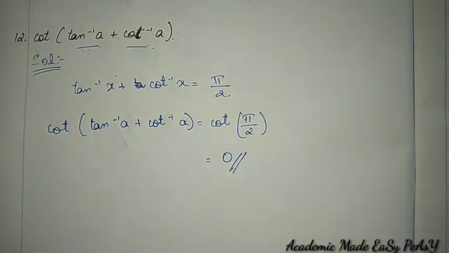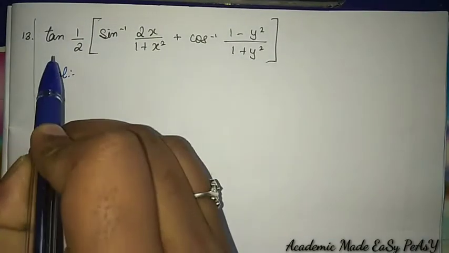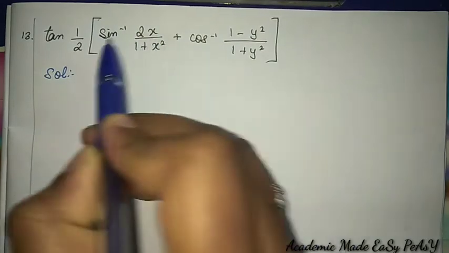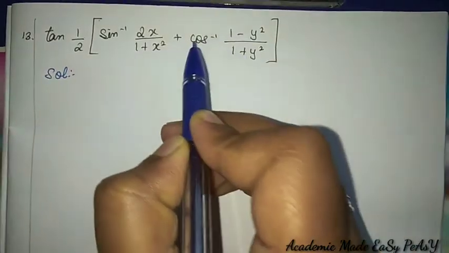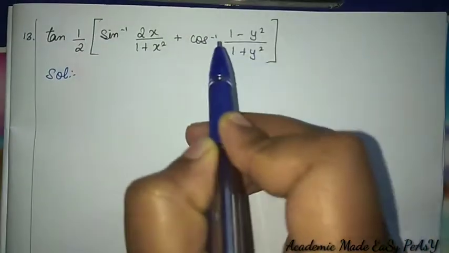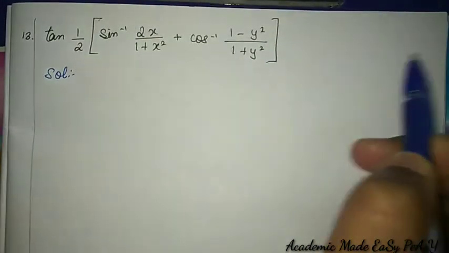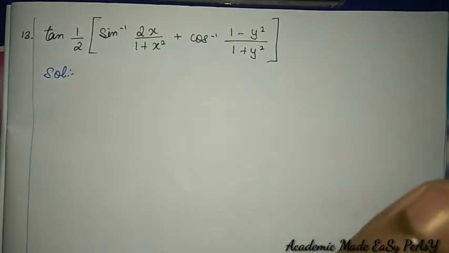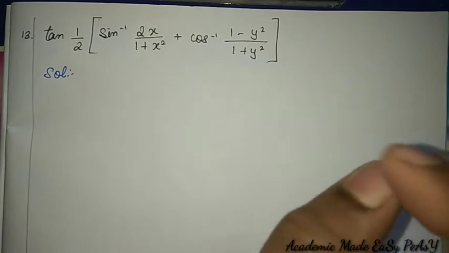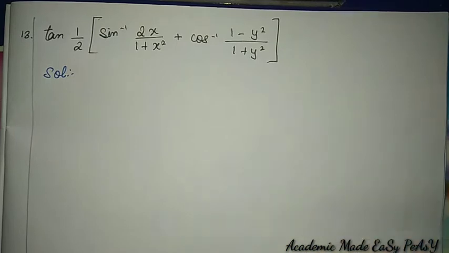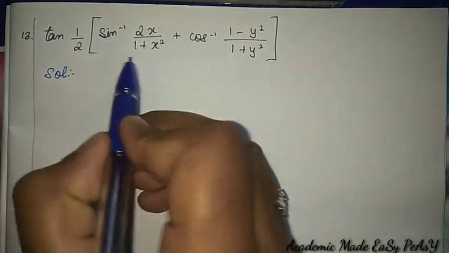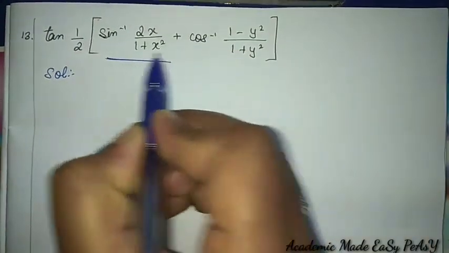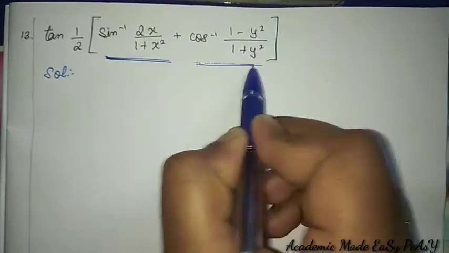This is the value. Question 13. Tan of 1 by 2 into sine inverse 2x by 1 plus x square plus cos inverse 1 minus y square divided by 1 plus y square. This question is very easy if you have learnt the formulas. The direct formula is given, we just have to find which formula it is and substitute it. Let us split this: let this be one term and let this be one term.